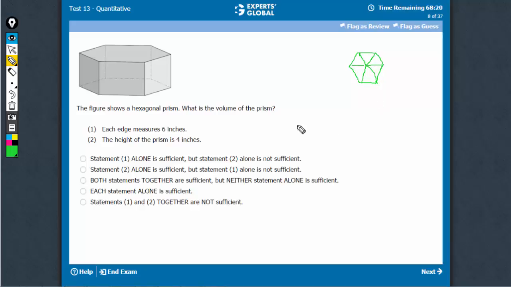So remember the volume of any solid object, which is a prism. A prism is a solid whose bottom and the top are congruent. Okay, so the same bottom as the top, this is a prism. The volume of any prism is always area of base into height.